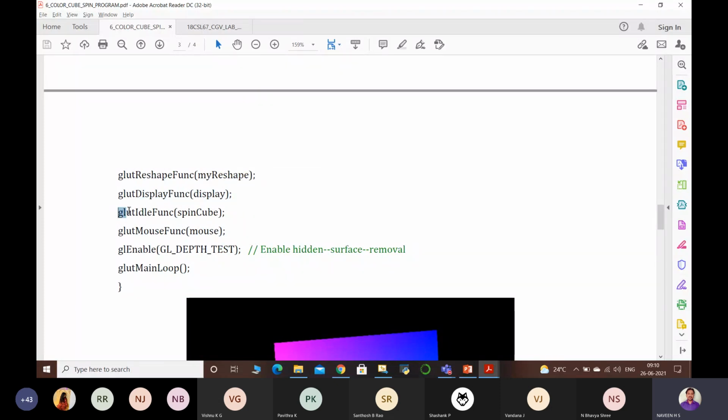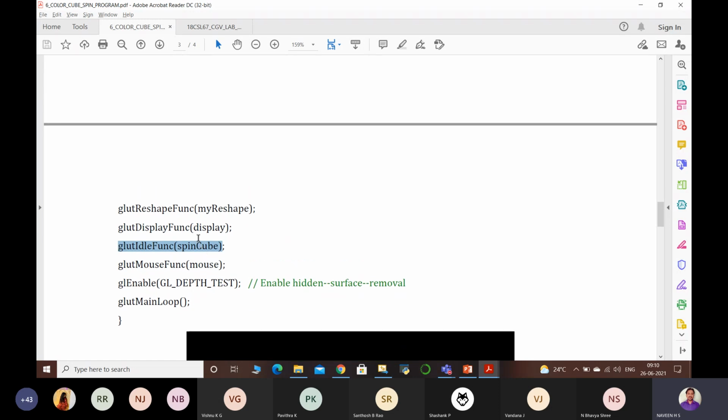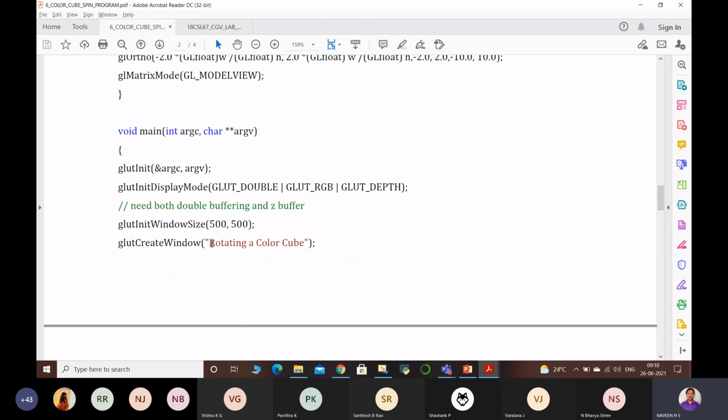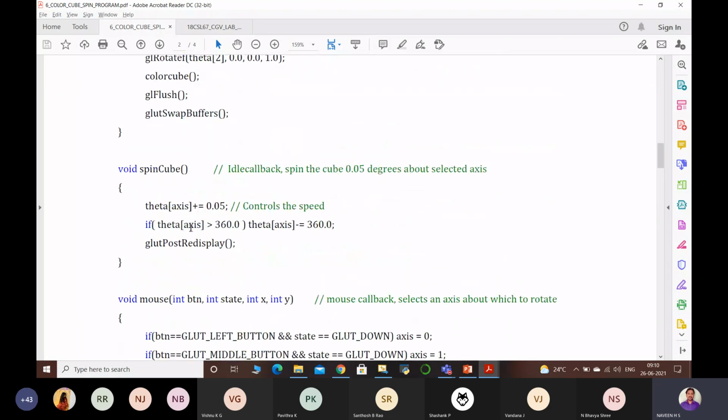Next it will go to the glutIdleFunc, spinCube. Now how is it spinning? We have only drawn the object, but how is it spinning? We have to spin it. Now the cube is constructed by using the function we have just discussed. So we'll go to the spinCube function here. theta of axis plus equal to 0.0. This controls the speed. Here we are going to give the value. If you change the values here, the spinning of the cube is going to vary.